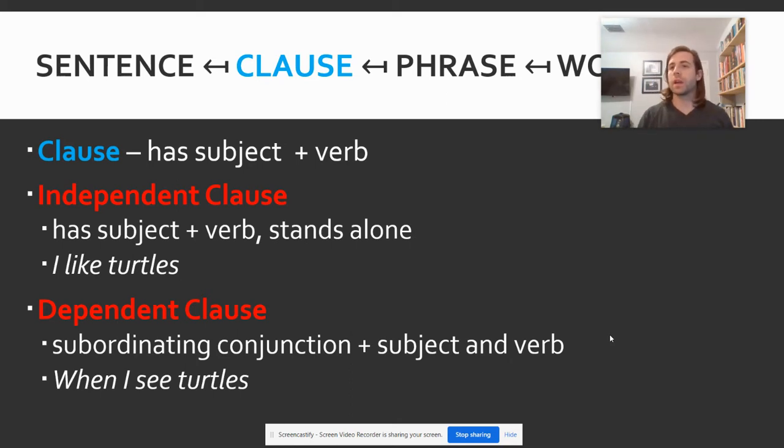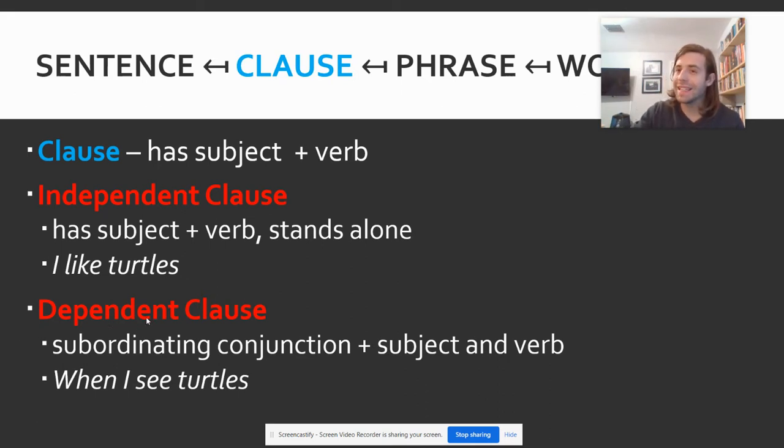So an independent clause is a group of words that has a subject and a verb. That's it. That's the only requirement for an independent clause. So I've got an example right here. I like turtles. I is my subject, like is my verb, and this makes it a clause. But what makes it an independent clause is that it can stand on its own as a full thought, right? I could say, I like turtles, period. End of story. People would get what I'm saying. It works as a full sentence.